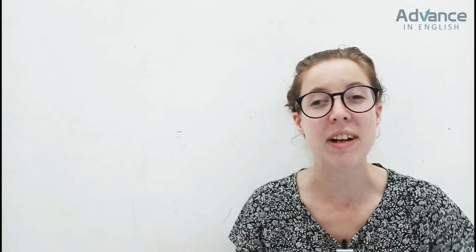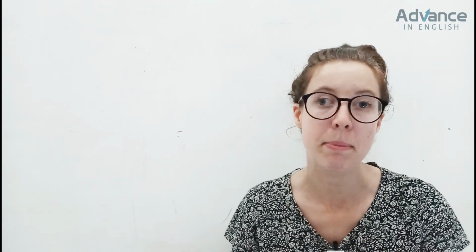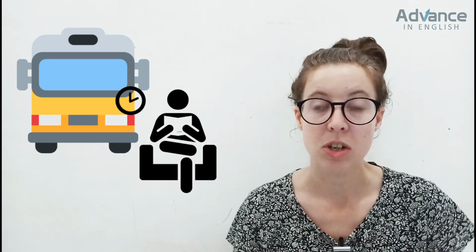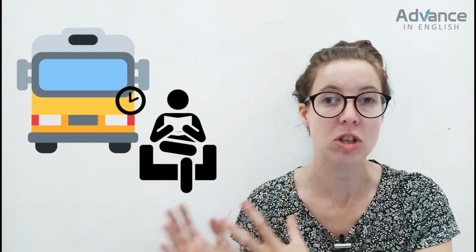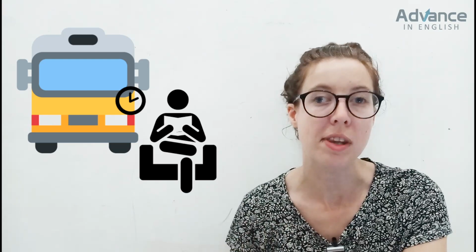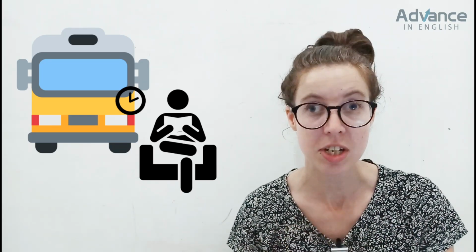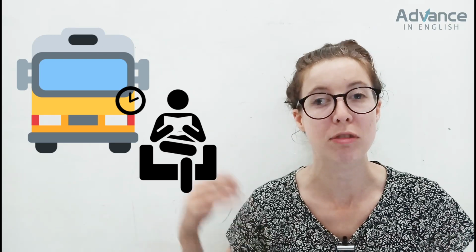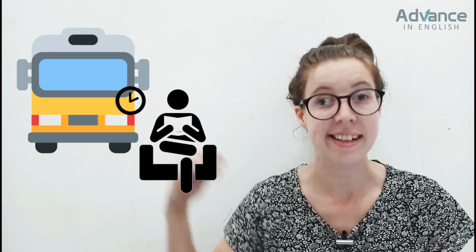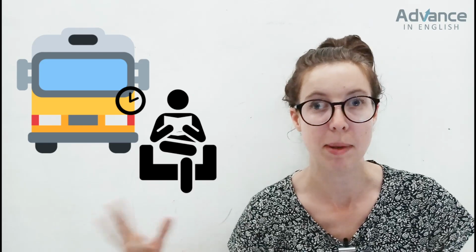For example, my friend had been waiting for 3 hours before she got on the bus. So she started waiting a long time in the past. She got on the bus in the past. So we're going to use the past perfect continuous to talk about the point from when she started waiting until she got on the bus in the past.